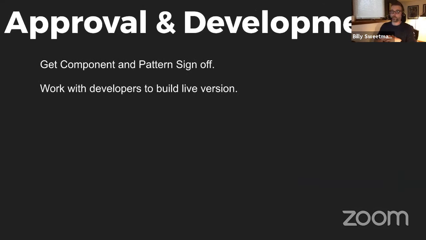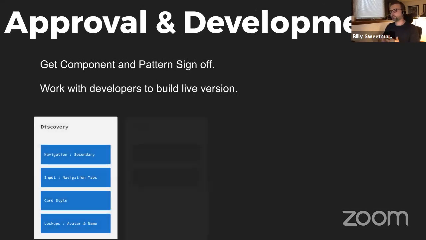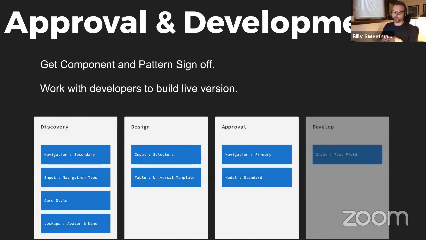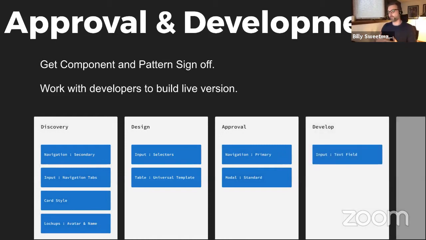The next stage is approval and development. So we're getting component and pattern sign off. This is when we're working with developers to start building out those live versions. Once the design gets approved, we're ready to go. We'll work with the development team to build out those components, sitting side by side maybe with them, or having them jump into the tool. If Figma, they might come in with us, and we'll go through and show them how it should be built. We might be building out some of the front end components ourselves, but this is where we would get that sign off and then actually build out development.